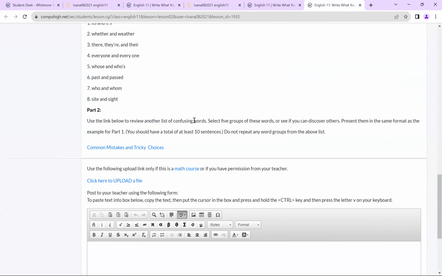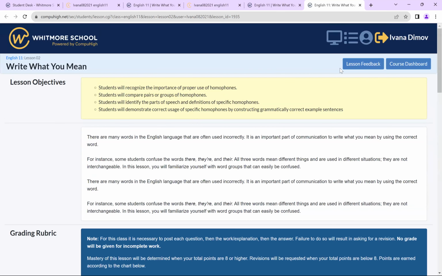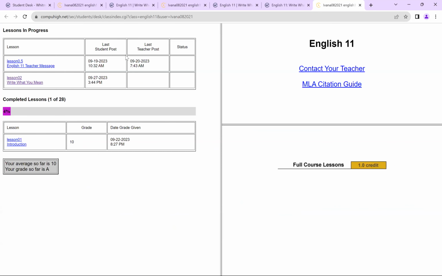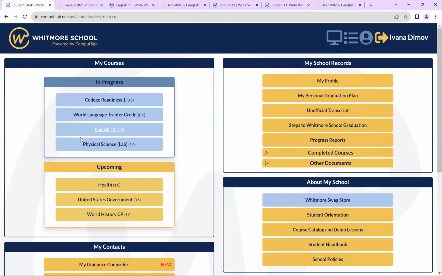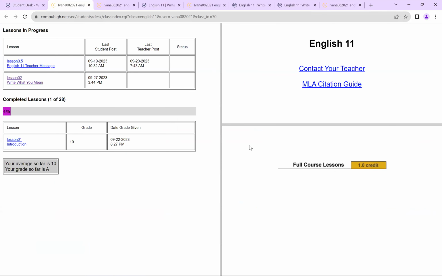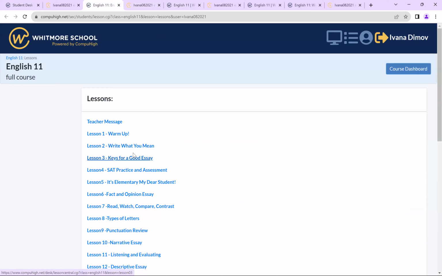That's from the lesson we did last week. Okay, so how do I go to lesson three? Go to full course lessons. Okay, so let's go back here. Click on English 11. Okay. Go to full course lessons. All right, so we're on the right page. And there we go. All right, keys for a good essay.